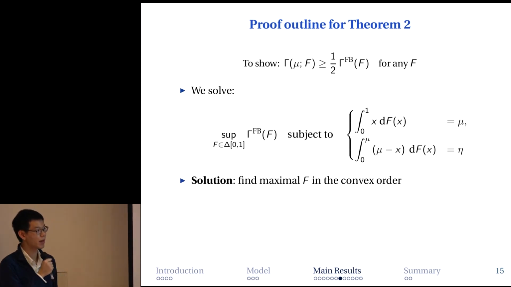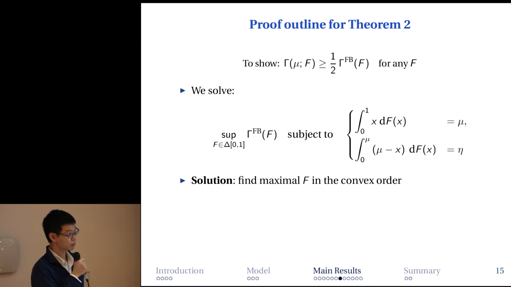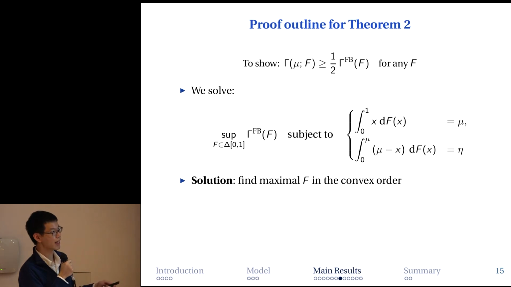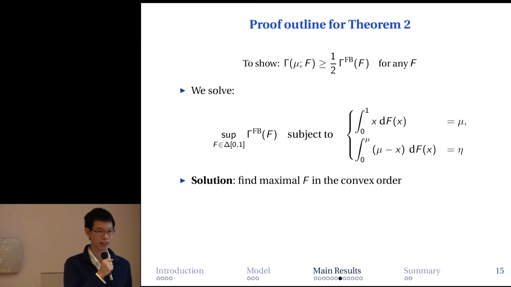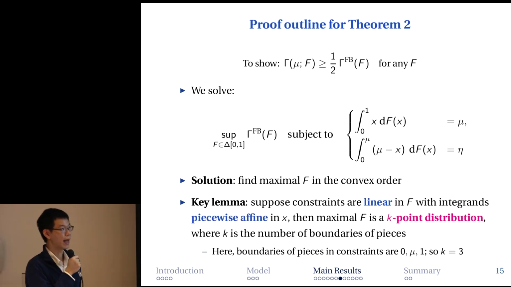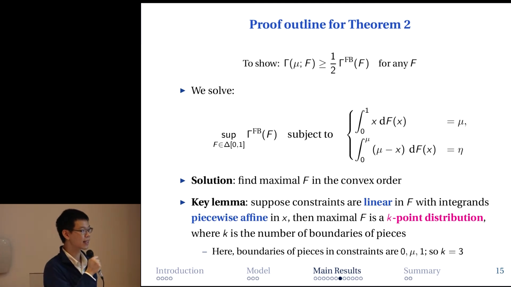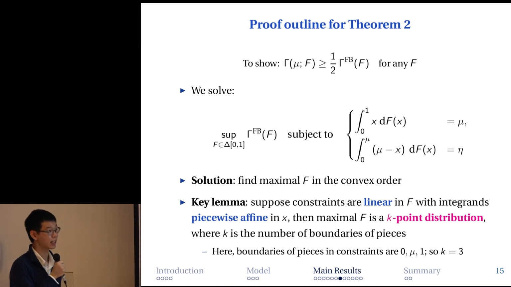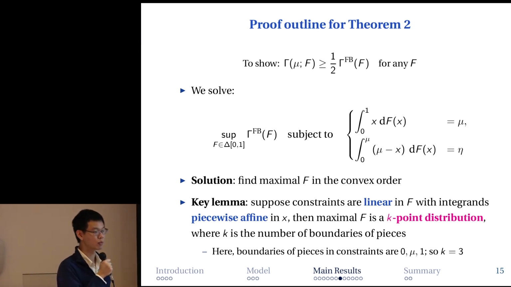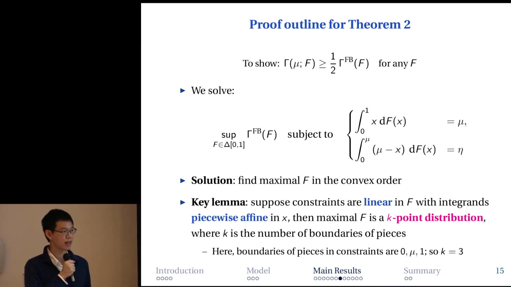Right, so let's go back to the maximization problem. We're faced with this infinite dimensional maximization problem. Instead of maximizing this objective function, we can instead find the maximal F in the convex order. And how we're going to solve this infinite dimensional maximization problem is aided by our key lemma. Our key lemma states that suppose the constraints are linear in F with integrands piecewise affine in x, exactly as we have them here, then the maximal F in the convex order is going to be a k-point distribution, where k is the number of boundaries of pieces.